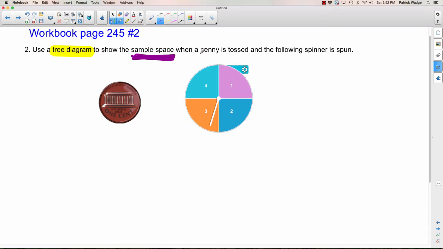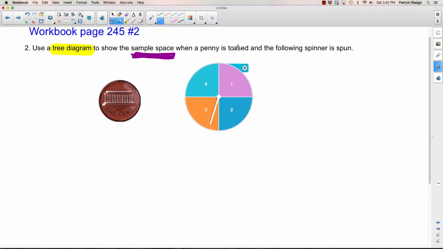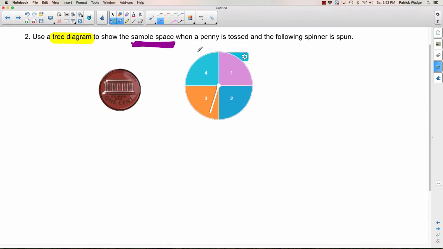And what we're going to do is we're going to toss a penny. Gosh, talk about dated. Do you guys even know what pennies are? Also, sorry, this is an American penny. And we're going to spin this spinner, and we're going to figure out the sample space. Now, the sample space means all the possible outcomes, right? Everything that could happen when we toss this coin and spin this spinner.